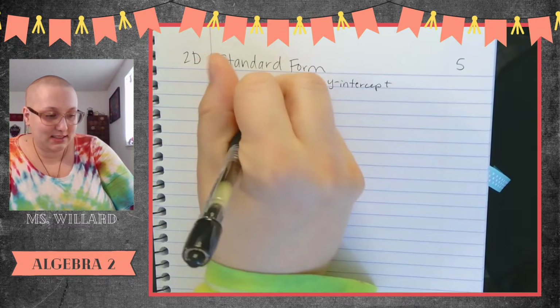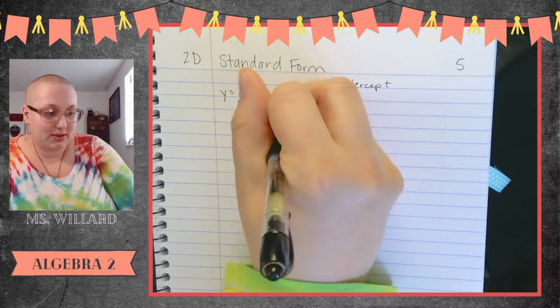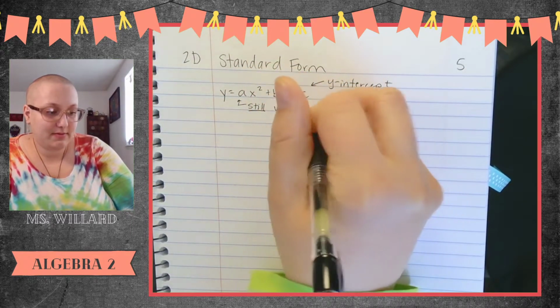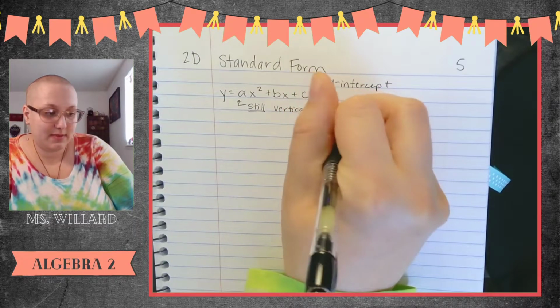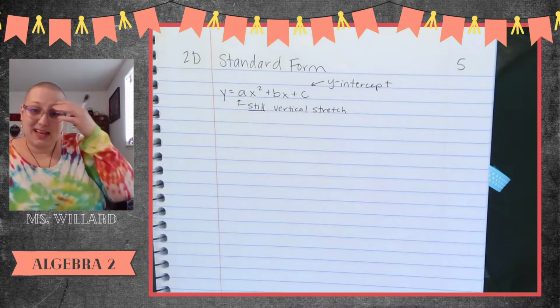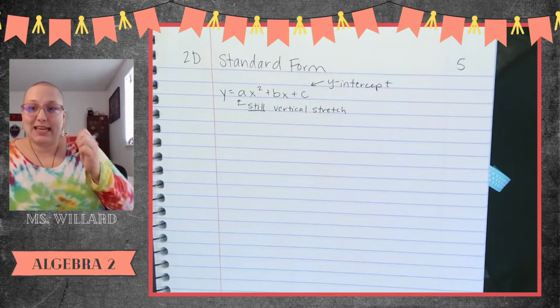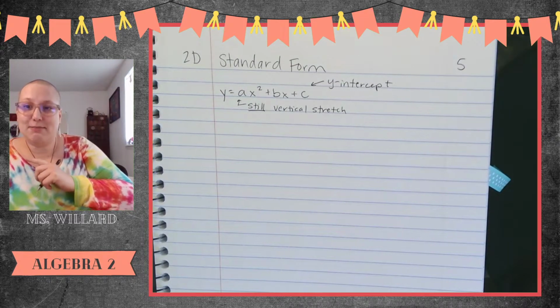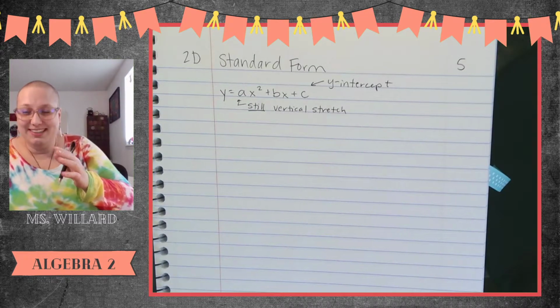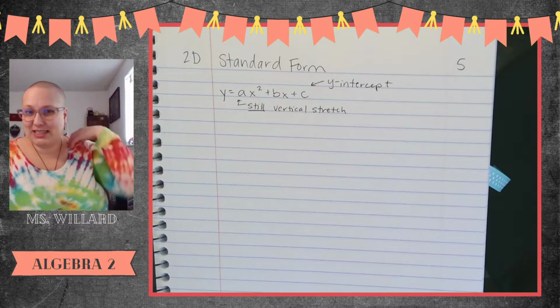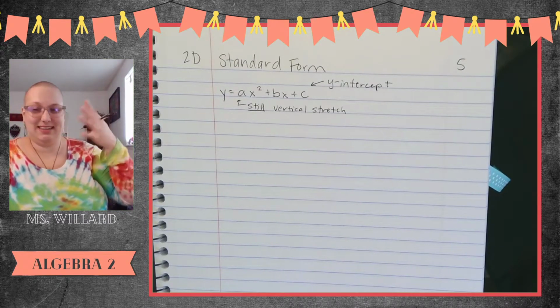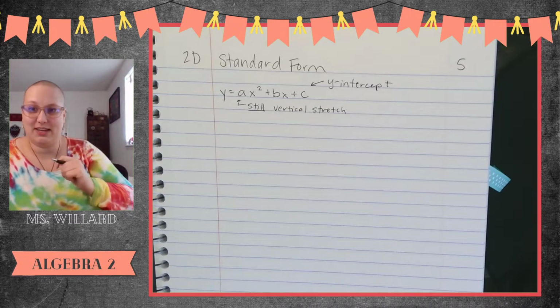A has not changed. It's still the vertical stretch or shrink. No, that hasn't changed. B is not useful by itself. B is involved with the stretching and the moving and all that kind of stuff. So it varies depending on what you have there.